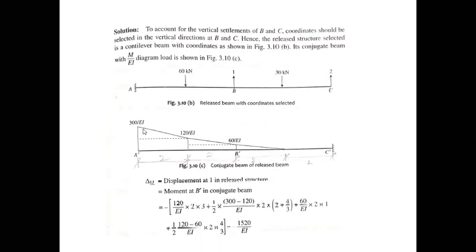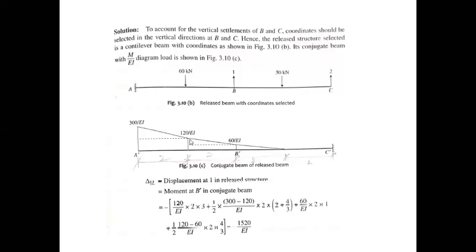This will be simply the load of this trapezium, which will act here. So the load of this trapezium multiplied by the perpendicular distance will give the total moment at B dash. So it can be formulated like this: 120 multiplied by 2 multiplied by 3, plus 1 upon 2, that is a triangle.